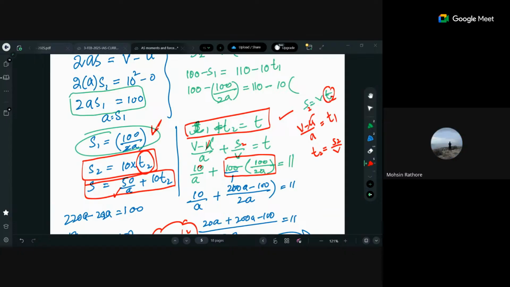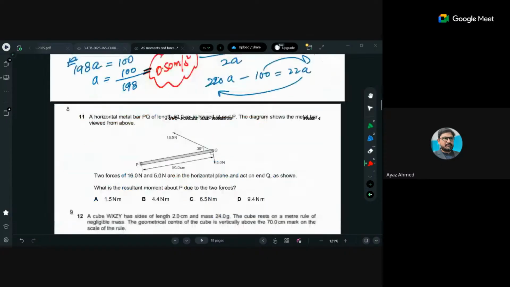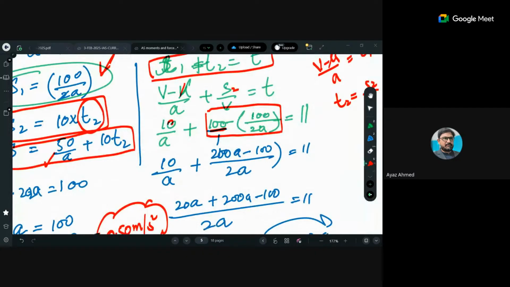Yes sir. So it is 100 minus s1, and s1 is 50 by a, so I just have to plug it in this way. 50 by a minus 100 minus 50 by a, whatever the acceleration is, that is 50 by a. So you can make the solution by your choice, no issue. It is 10 by a minus 50 by a, so the answer would be minus 40 by a, isn't it?